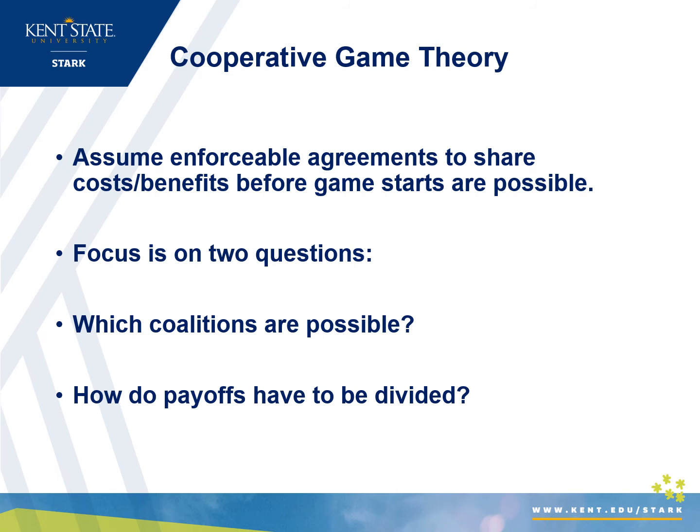So you can see we've already kind of hinted at this with thinking about the possibility of enforceable agreements. Here, though, we are going to expand this and think about what happens if we have more than just two players.